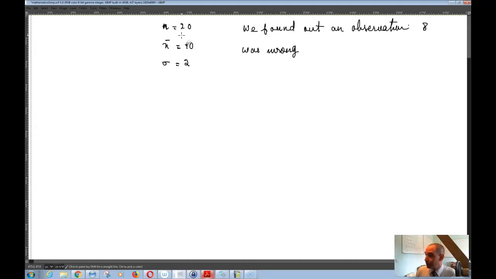Now, what happens to x bar and sigma if 8 is replaced by 12?